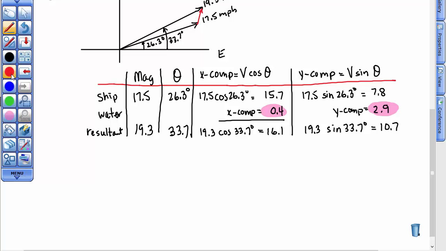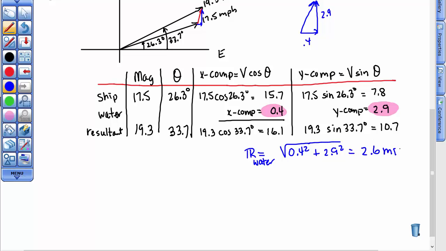Here's the x component of the 0.4, and here's the y component of the 2.9. I'm going to draw a little bit bigger. Here's the 0.4, here's the 2.9, and what you need to do now is you need to use the Pythagorean theorem to find the magnitude of that resultant. So you need to find the magnitude of the resultant for the water, though. Please remember, this is for the water. So you need to take the Pythagorean theorem and take the 0.4 squared plus the 2.9 squared and take the square root of that and get that the magnitude of the water current is 2.6 miles per hour.